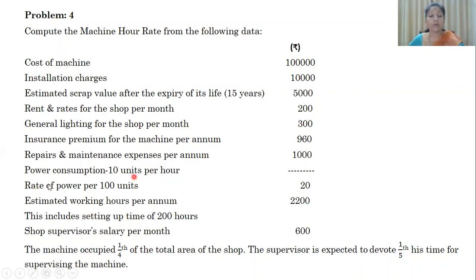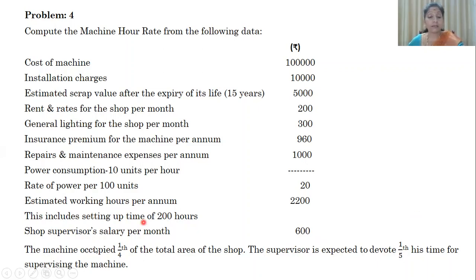1 hour is equal to 10 units. Rate of power per 100 units 20 rupees. 100 units equal to 20 rupees. Then estimated working hours per annum 2,200. This includes setting up time of 200 hours, okay, we have to deduct. Then shop supervisor salary per month 600.